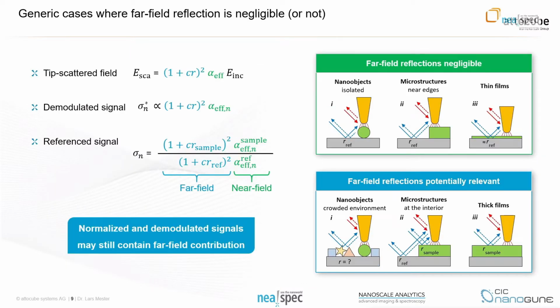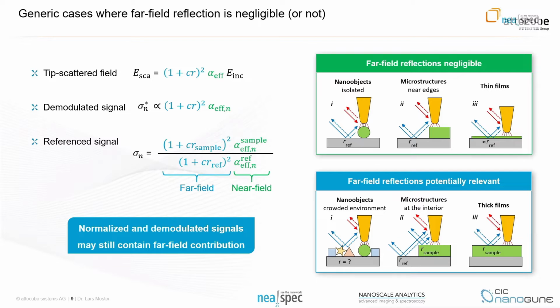But we're not really measuring the electric field, we're measuring a demodulated signal. And taking one step more, we're measuring a demodulated signal referenced to a reference material. So really what we normally analyze is something like this. The near-field scattering coefficient at a certain demodulation order n is described by this term. It has a far-field part and a near-field part. And it doesn't matter how much you demodulate the signal, the far-field part will always be there. But that doesn't mean it's always relevant.